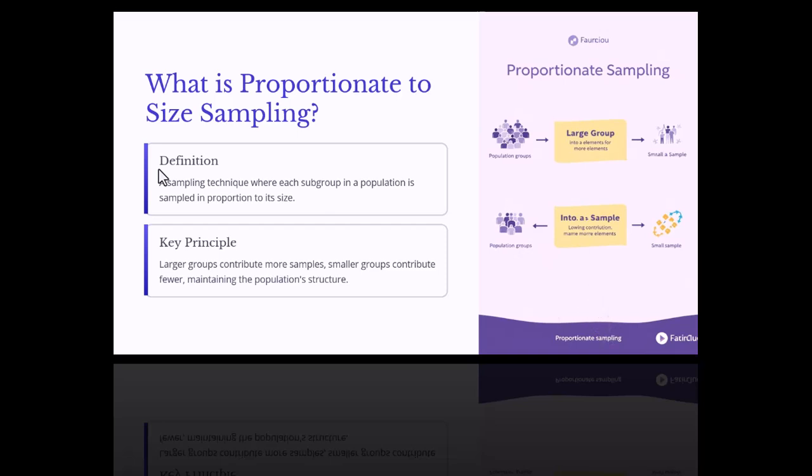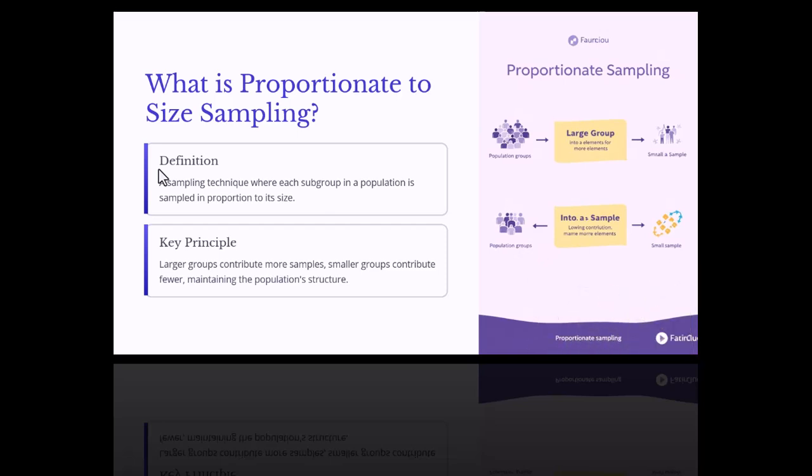So the simple fact is that the sample that we get by proportionate to size is actually the reflection of how different subgroups in a particular population are actually represented.